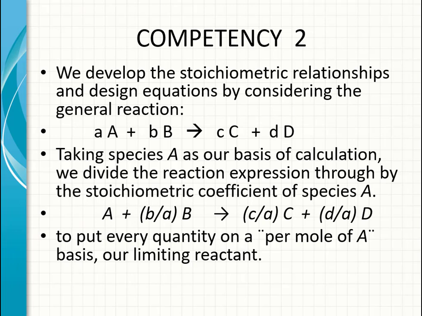So we divide the reaction expression by the stoichiometric coefficient of species A. So we will have the reactant A, because the coefficient a divided by the coefficient a is 1, plus the coefficient b divided by the coefficient a times B gives us the coefficient c divided by the coefficient a times the product C, plus the coefficient d divided by the coefficient a times the product D. In this way, we put every quantity on a per mole of A basis, which is our limiting reactant.